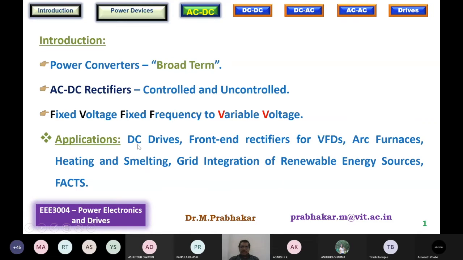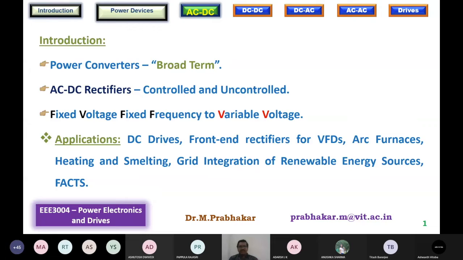VFD stands for variable frequency drives. In AC drives or induction motor drives, if you want to vary the speed, then the frequency of the input to the induction motor has to be changed. That is one option. Or the AC voltage also has to be changed. So we go for what are called variable frequency drives.